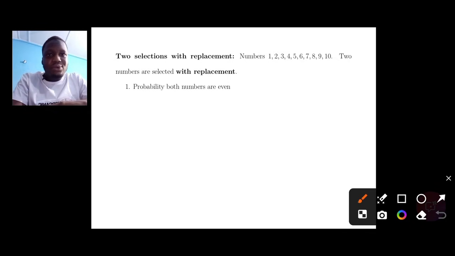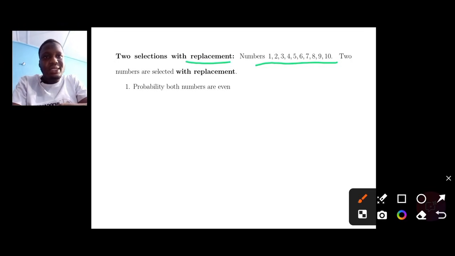So we use this preamble to answer the next set of questions unless there is another preamble given along the line. So it says that we are dealing with two selections with replacement. Okay, so we have the numbers from 1 to 10 and we are selecting 2 with replacement. So this is also a very important term you should note. With replacement, meaning after selecting, put it back. Or after selecting, the one that you selected is still in the sample space.